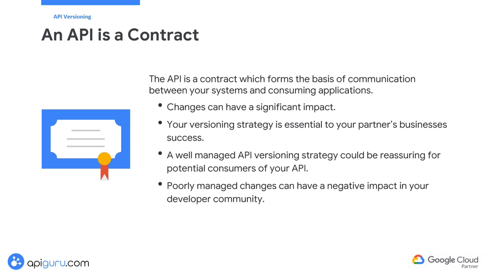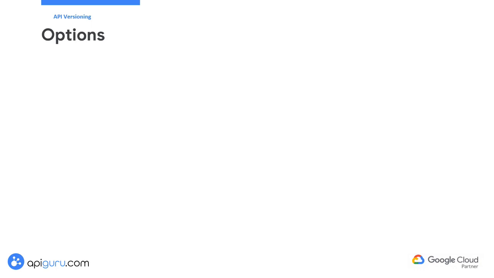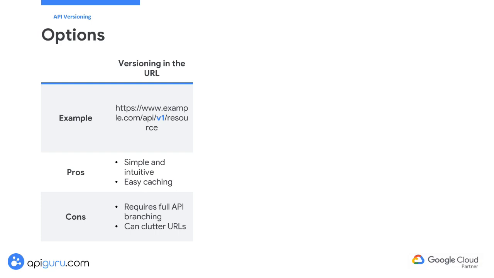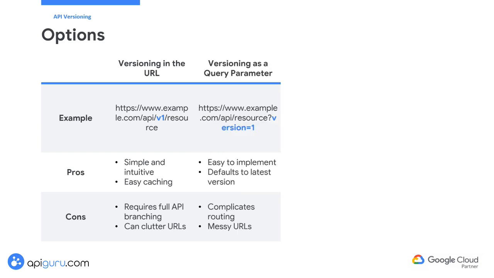their applications or workflows. There are several approaches to implementing API versioning, each with its advantages and trade-offs. Including the version in the URL is a common practice and simplifies caching since the URL changes with each version, making it easy for clients to cache resources. However, this approach requires branching the entire API for each breaking change. Adding the version as a query parameter is straightforward and allows clients to default to the latest version. However, it can complicate routing requests to the appropriate API version and may not be as clean or intuitive as having the version in the URL.